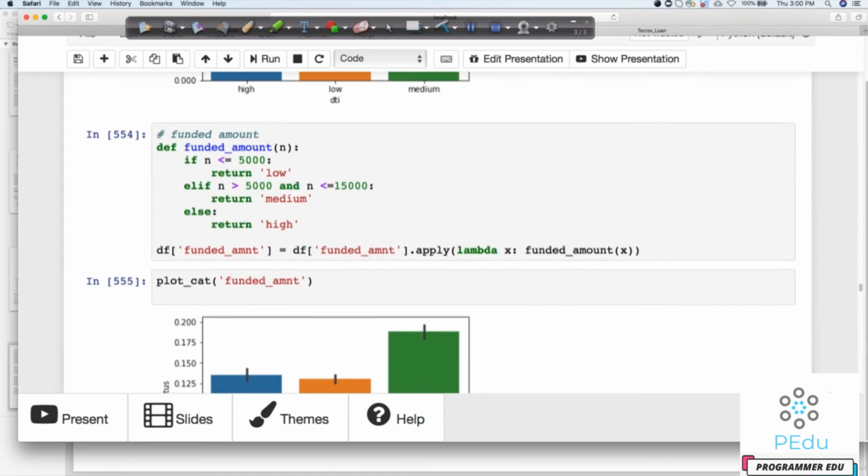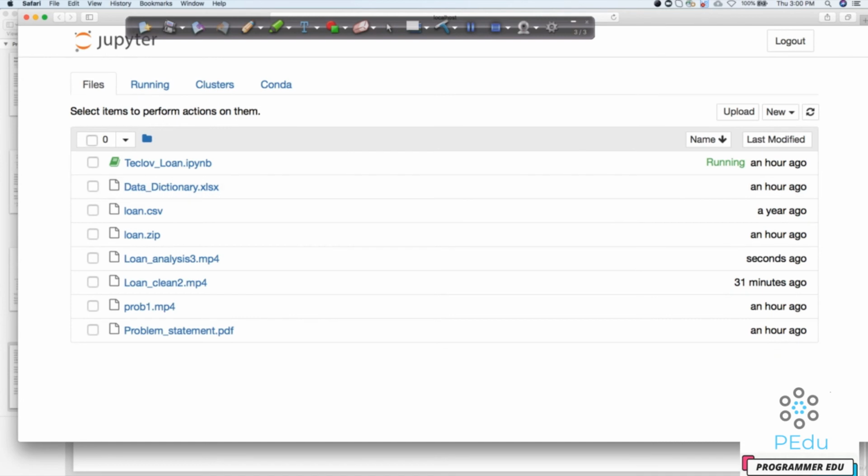Let's do the same thing for funded amount. In funded amount, you can put it like: value less than 5,000 is low, between 5,000 to 15,000 is medium, else high. Let's do the analysis. And again, we are going to get almost the same thing. So let's do the further analysis in the next lecture.